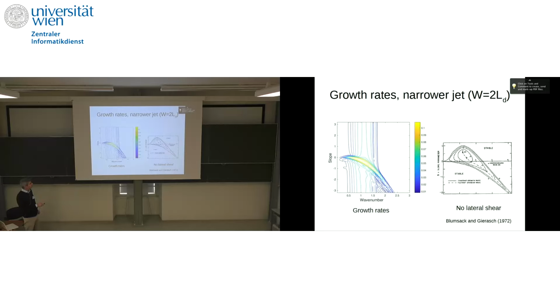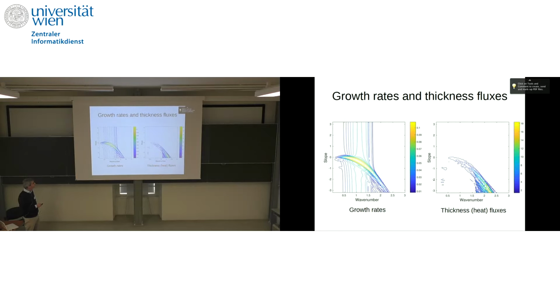Okay, so the center part resembles this, but these wings are new. And remember, this one had no lateral shear, this one has lateral shear, so that's the difference, that we have some kind of localized jet. Now, the fundamental thing about baroclinic instability is that it fluxes heat. It's the reason why the temperature outside today is -1, not -30, because the storm systems are fluxing heat to higher latitudes.